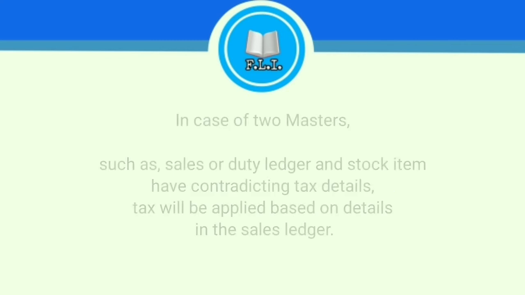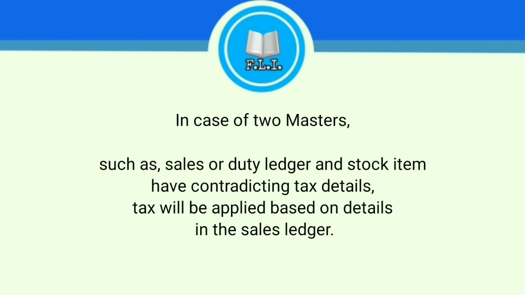In a transaction, tax rates are applied based on the master that has TCS details configured. If the stock item and sales ledger have contradicting TCS details, then tax is applied based on the details specified in the TCS sales ledger. You also have the option to select or override the nature of goods in the transaction.